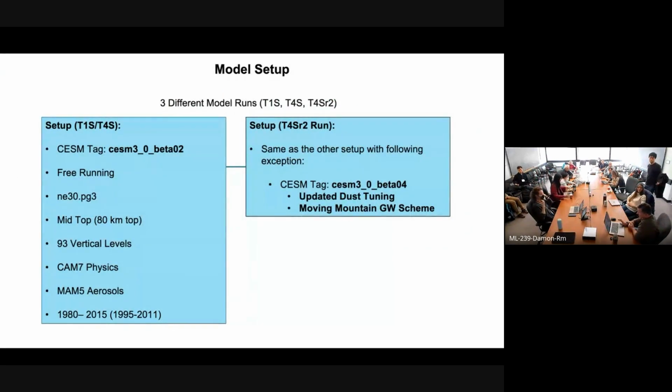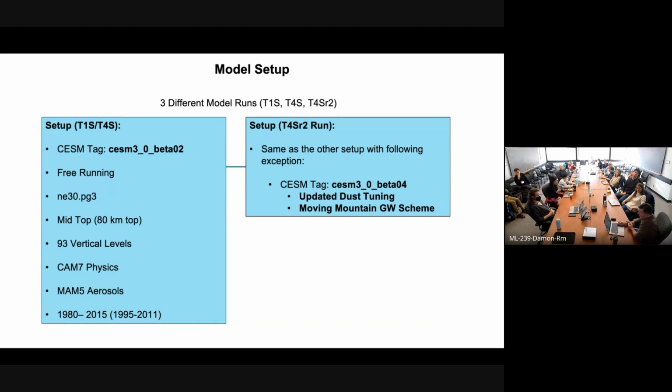So we'll start with what I'm doing. We have three different model runs that we'll be looking at. One uses the T1S mechanism, and we have two that use the T4S mechanism. Our second T4 run, which I call T4SR2, uses a different CESM tag. The T1S and first T4S run use the CESM3 beta 02 tag, and then we have one that uses the CESM3 beta 04 tag, which has an updated dust tuning.